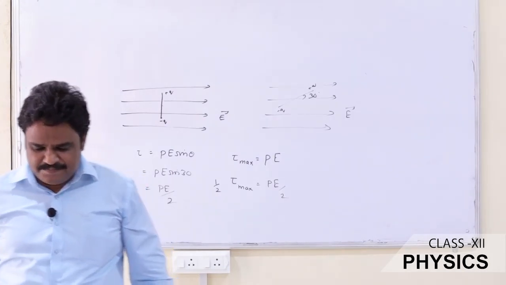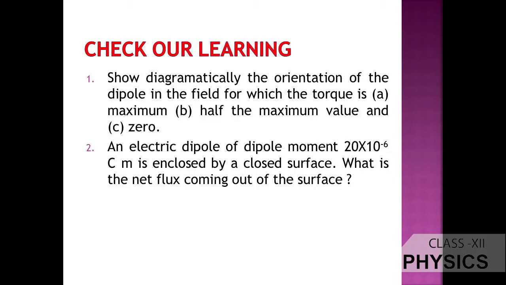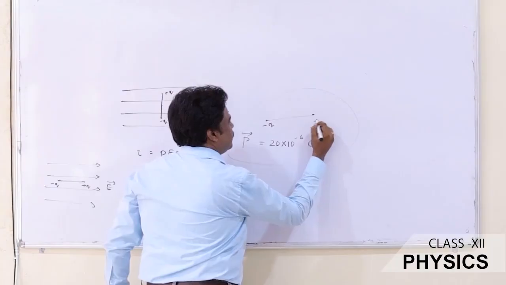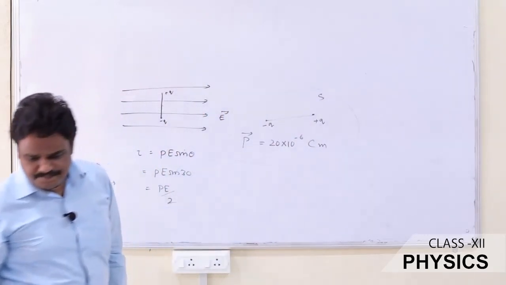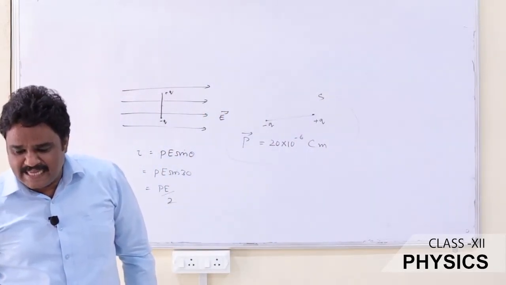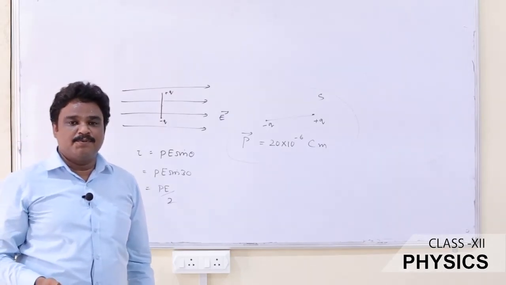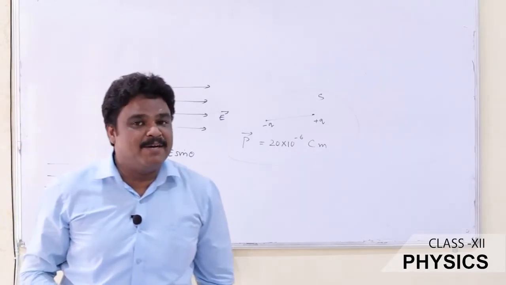Second question I am going to ask. An electric dipole of dipole moment, P vector is 20 into 10 power minus 6 coulomb meter, is enclosed by a closed surface. Obviously a dipole is enclosed by a closed surface. Say this is a closed surface. Now what is the question? What is the net flux coming out of the surface?